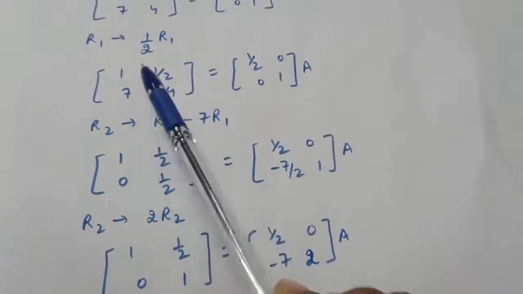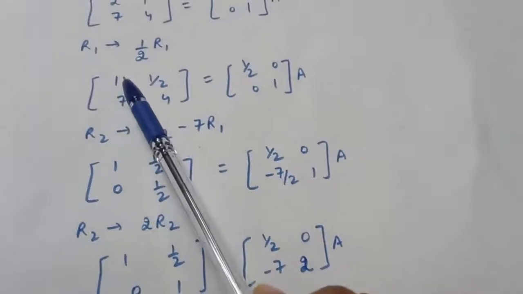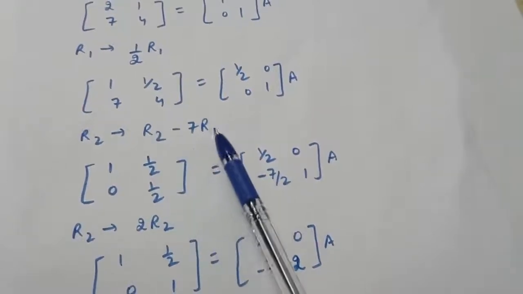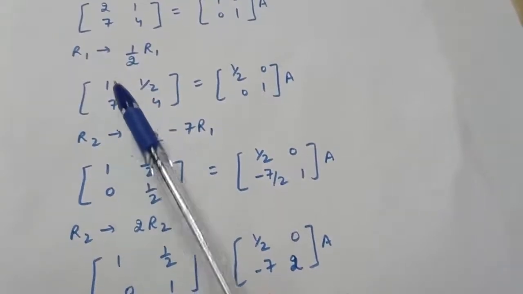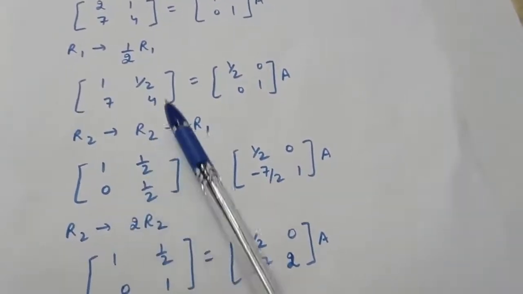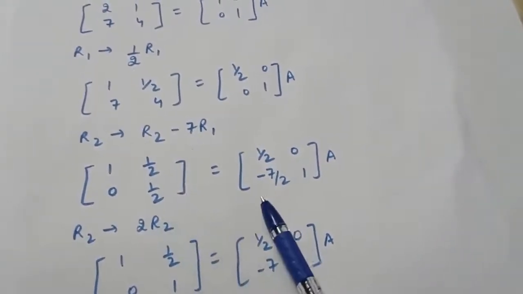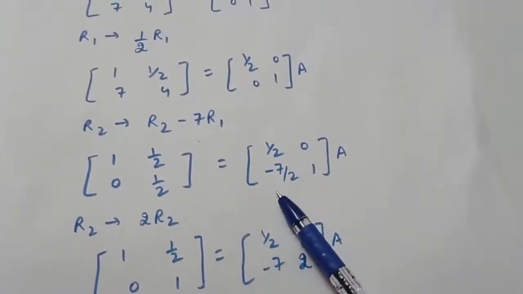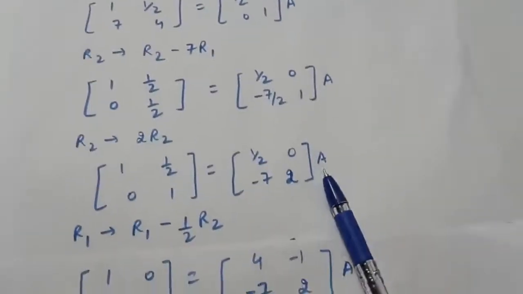Now because the diagonal element is 1, we will make this element 0 with the help of this one. So apply the operation on row 2, R2 minus 7 times R1. So row 1 will remain the same. Now row 2 will be 7 minus 7 into 1, that is 0, and 4 minus 7 into 1 by 2, that is 1 by 2. Here also the first row will remain the same and the second row will be 0 minus 7 into 1 by 2, which is minus 7 by 2, and 1 minus 7 into 0 is 1. Now column 1 is done.